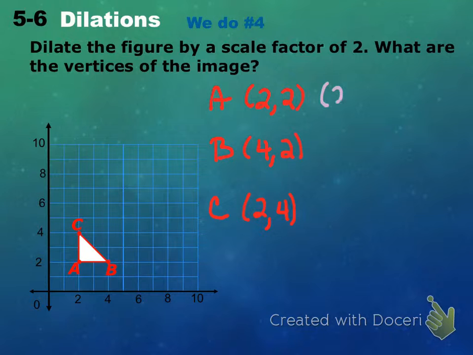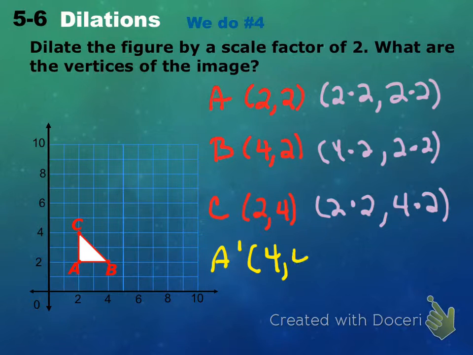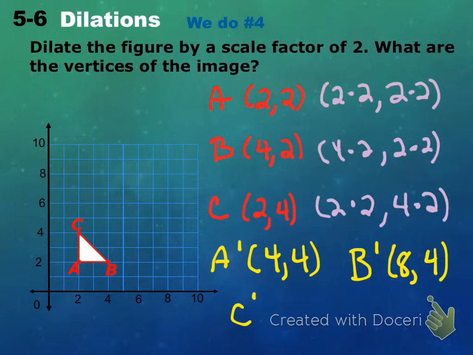So you're going to have 2 times 2 and 2 times 2. And then you'll have 4 times 2 and 2 times 2. And 2 times 2 and 4 times 2. So when you get done, you should have A prime is (4, 4). B prime, 4 times 2 is 8, 2 times 2 is 4, so (8, 4). And C prime, 2 times 2 is 4, 4 times 2 is 8, so (4, 8).